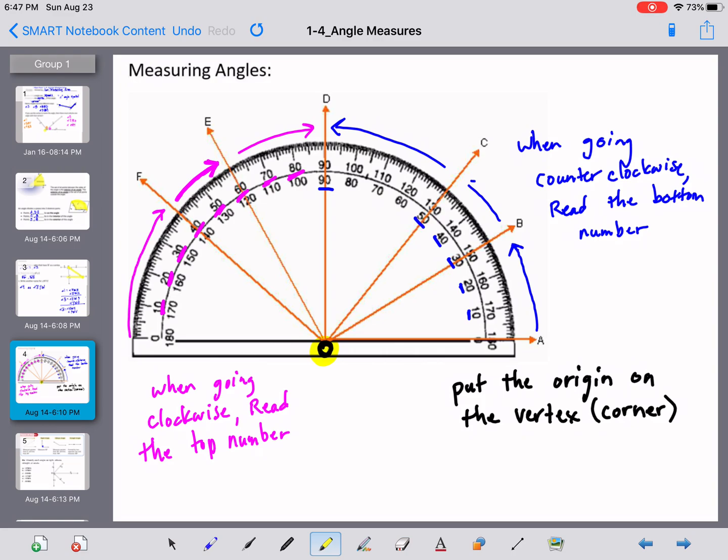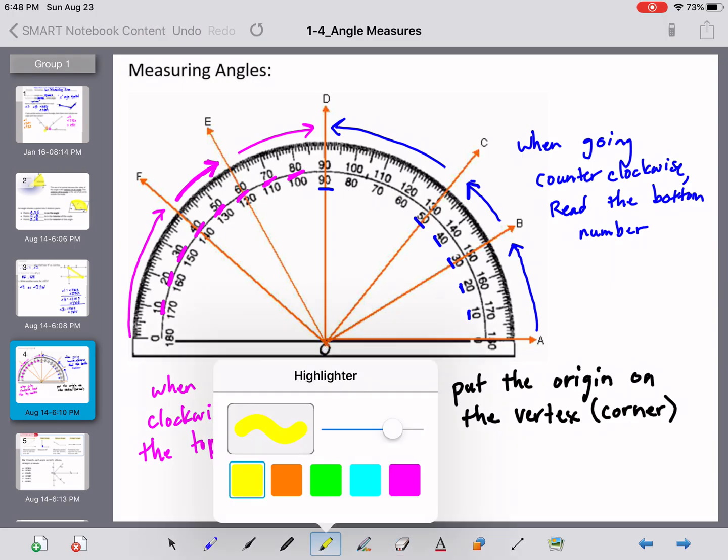Okay? So if you're reading the angle, if the angle is open to your right, you would be reading it counterclockwise, and you would read the bottom number, and that's the blue side. If the angle is open to your left, you're reading it clockwise, and then you've got to read the top number. This explanation of it and looking at both of those numbers can get really confusing. So, for instance, let's do a quick example right here.